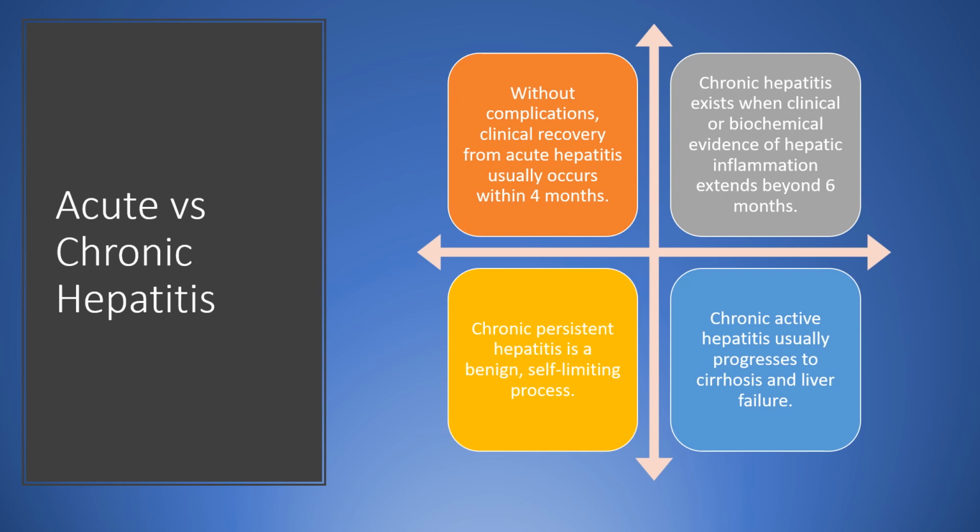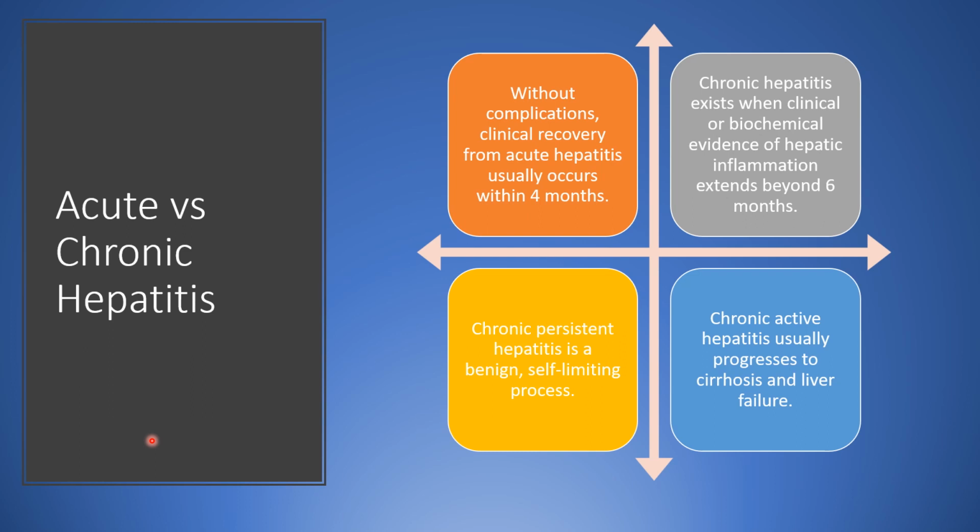Hepatitis can come in two forms, acute or chronic. Without complication, clinical recovery from acute hepatitis is usually going to occur within 4 months. So if it's acute hepatitis, it should clear up within 4 months. Chronic hepatitis is going to exist when clinical or biochemical evidence of hepatitis inflammation is still there beyond the 6-month mark. So you've got that sort of gray area between 4 and 6 months where we're trying to decide if it's acute and it's going to resolve on its own, or if it's going to become chronic hepatitis.